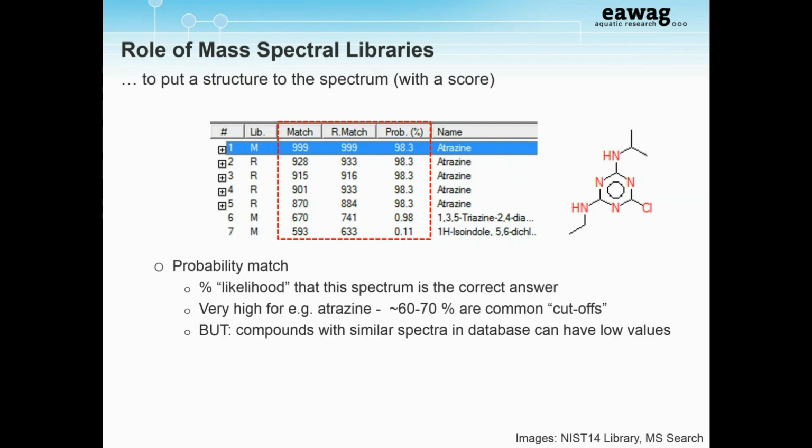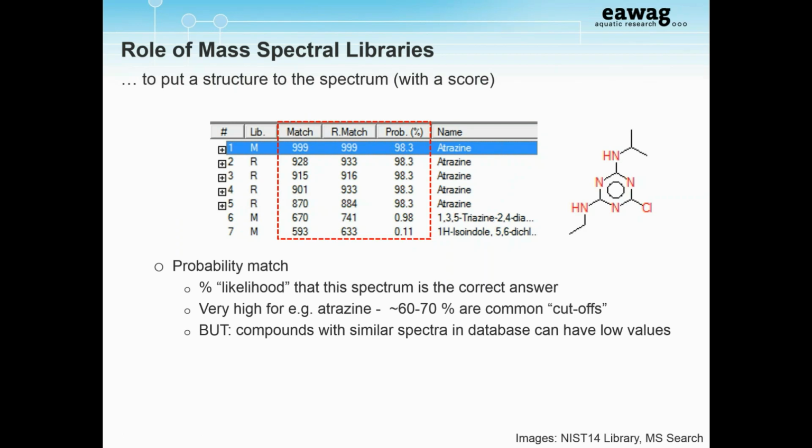What we also have in the NIST scoring is what's called the probability, and this is the percent likelihood that this spectrum is the correct answer. What you can see here in the probability is that we've actually got 5 entries that are 98.3. These all belong to atrazine. What NIST has also got is the main spectrum, which is in the main library. This is the one labeled with M. And you can see all the ones with an R are actually replicate spectra. So this is behind the library.